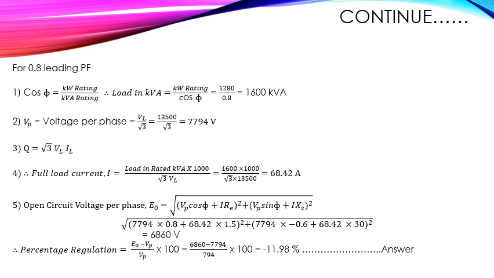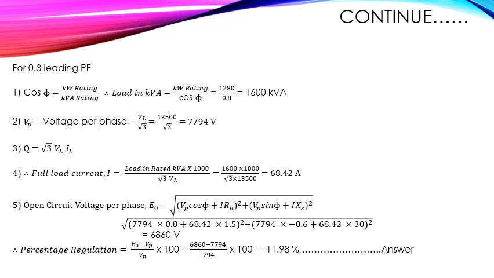Now using the above equations and taking the condition of 0.8 leading power factor, we can determine the cos phi, right? Because cos phi is equal to the ratio of kilowatt to kVA. So using that we can find out the load in kVA. Load in kilowatt is given, that is 1280, so divided by 0.8, so we get the load in kVA, that is 1600 kVA. Then put that kVA in full load current I is equal to, so that we can calculate the full load current, that is 68.42 ampere.